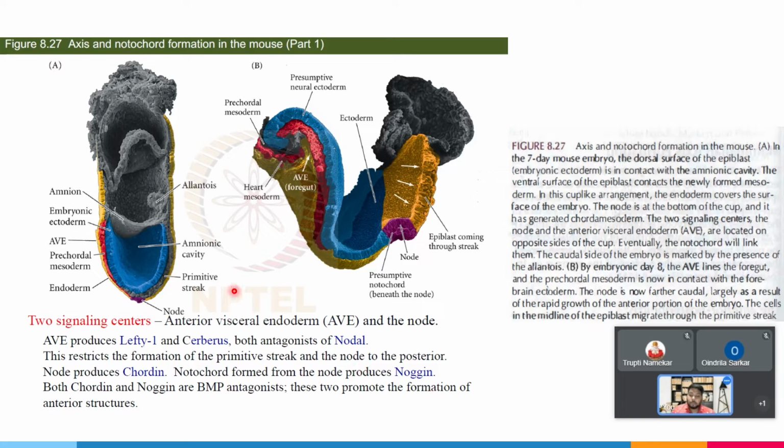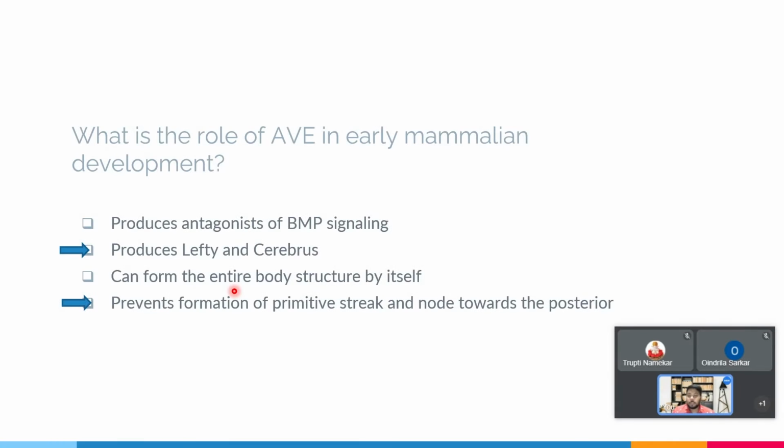So returning back to the particular question, what is the role of AVE in early mammalian development? The answer is it produces Lefty1 and Cerberus signaling molecules, and it prevents the formation of primitive streak and node towards the posterior. It does not produce antagonists of BMP signaling, but instead it produces antagonists of Nodal, and it cannot form the entire body structure by itself. So does anyone have anything to add to this?